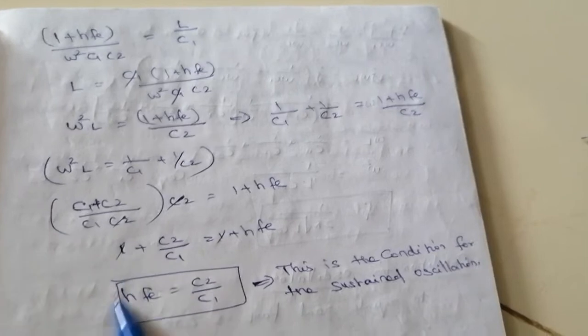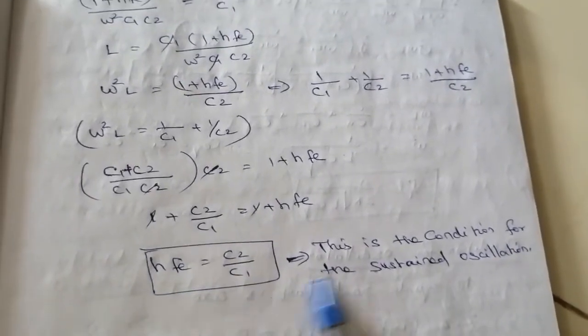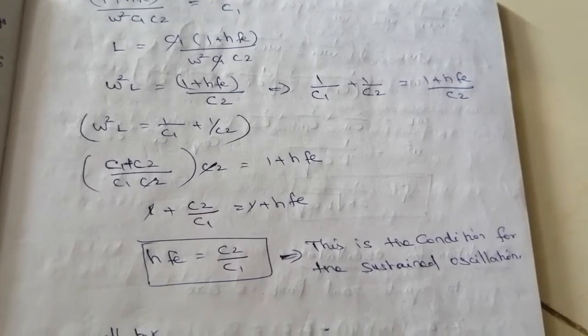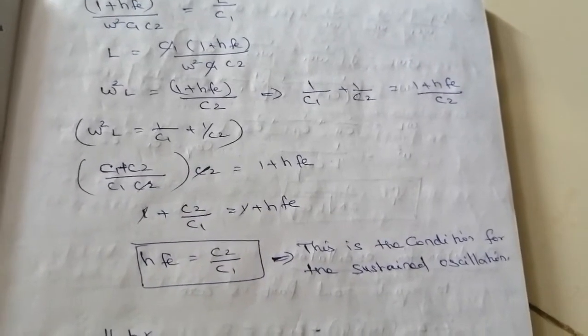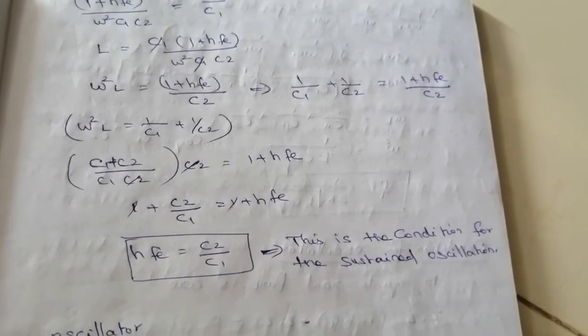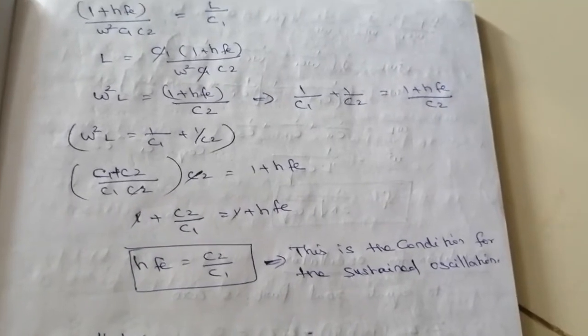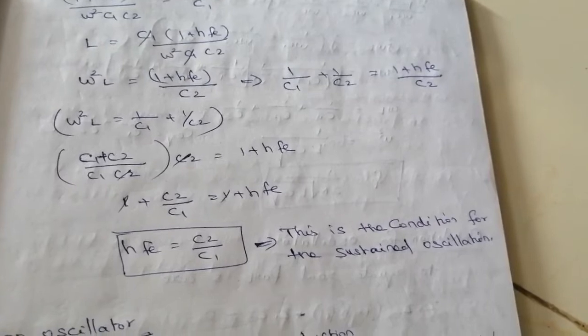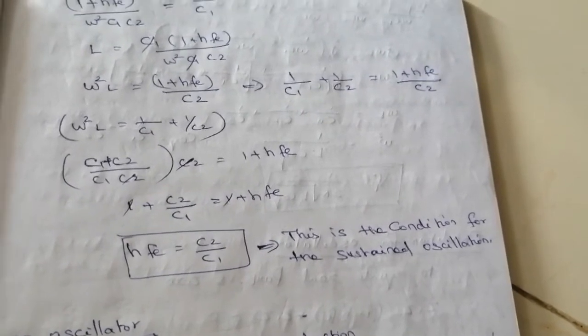This 1 cancels, so hfe is equal to C2 by C1. So this is the condition for sustained oscillation in a Colpitts oscillator, whereas in a Hartley the condition is L2 by L1, right? Here it is C2 by C1, because the tank circuit uses capacitors instead of inductors. That's why the condition is C2 by C1.